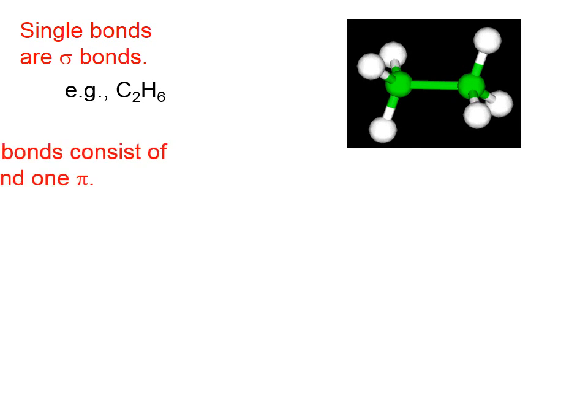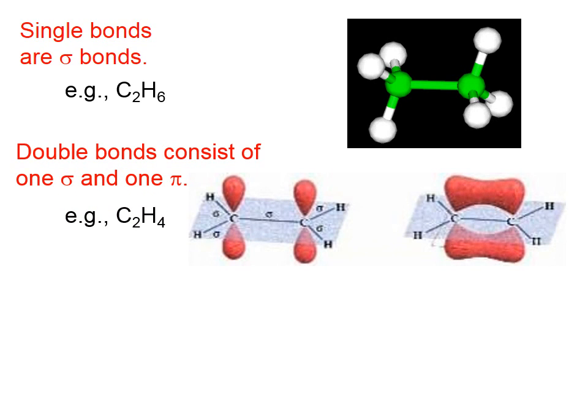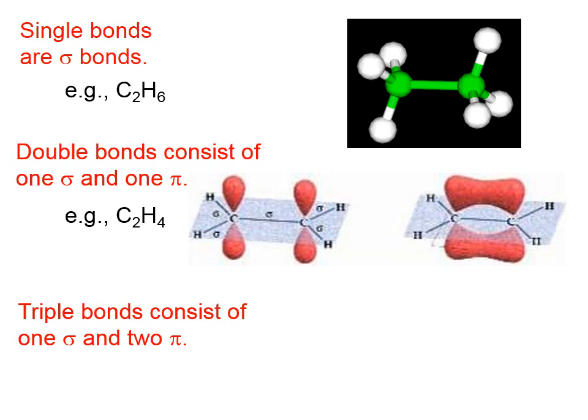Here's a picture of ethane. Double bonds consist of 1 sigma and 1 pi. Here's another representation of what I was trying to show on the previous slide, where we have the sigma bond along the internuclear axis, and then where there is overlap between these unhybridized p orbitals, and they've tried to show it in this rightmost picture here, that is a pi bond. So you have a sigma bond there, and you have a pi bond there, above and below. Triple bonds consist of 1 sigma and 2 pi bonds.